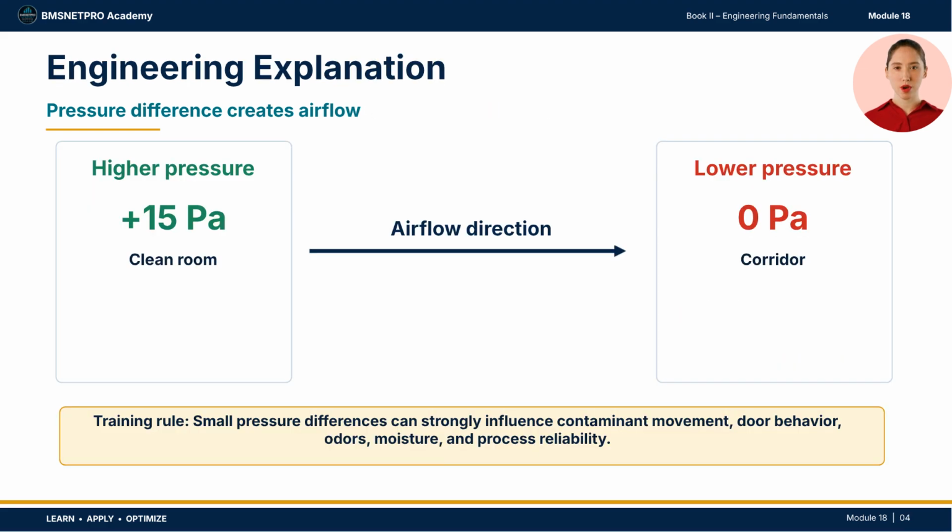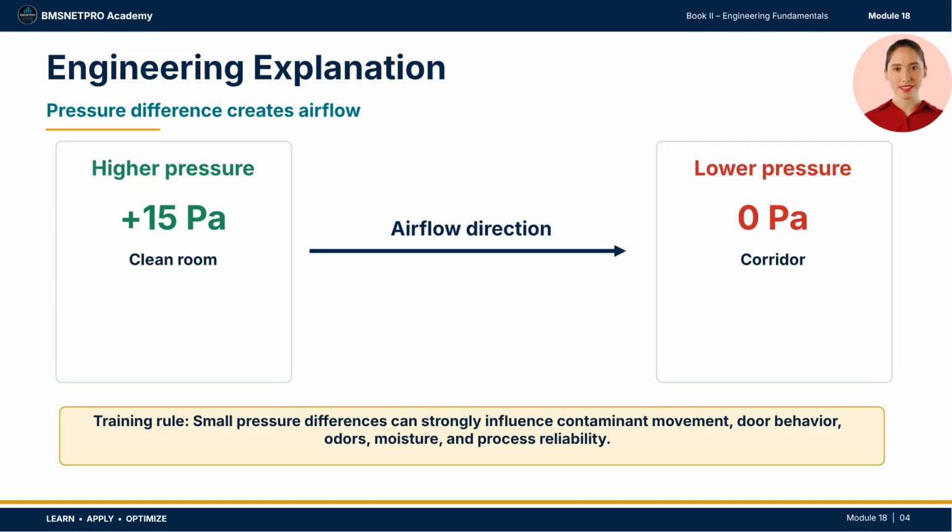Air moves through openings because of pressure difference. In normal building pressure control, the values are very small compared with duct static or hydronic pressure, but the consequences can be large. A few pascals or a few hundredths of an inch of water column can influence whether air flows from a clean area to a less clean area, from a corridor into an isolation room, or through an envelope leakage path. The direction matters more than the number alone.